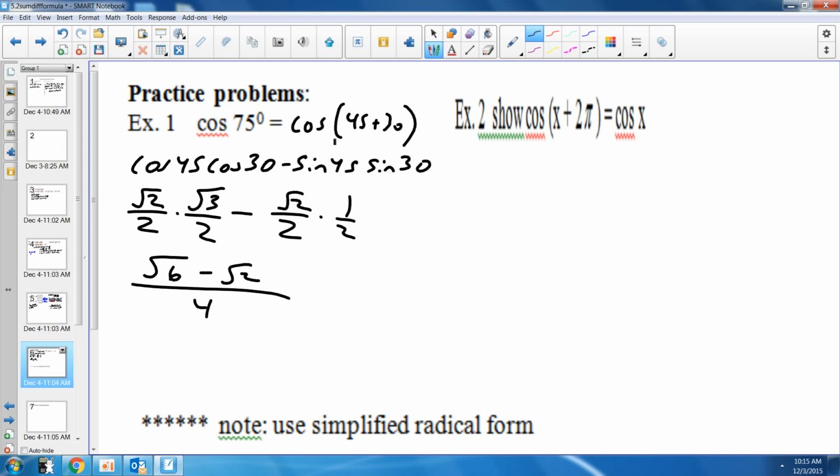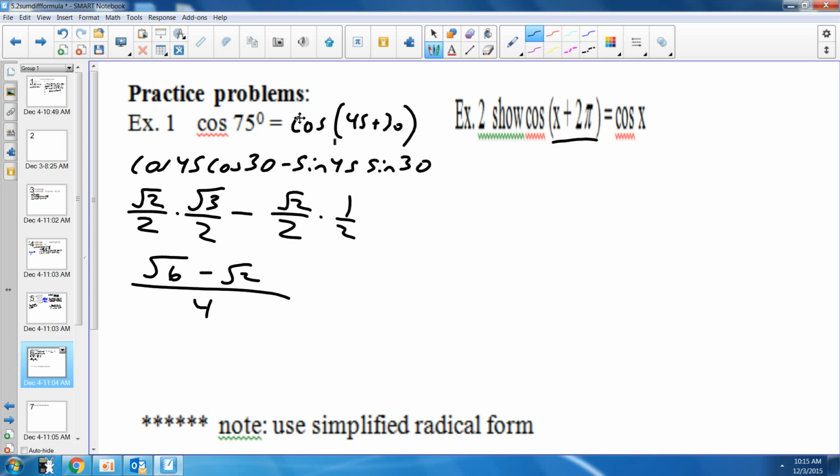Similarly, we're going to do the same idea for the next example. It says show cosine x plus 2 pi equals cosine x. X plus 2 pi, remember that means just going around the circle one time. So when you go around that circle one time, you should end up with the same value. It's just we haven't really said the reason or proved it. It's just on the unit circle, you can see it goes around in standard position.